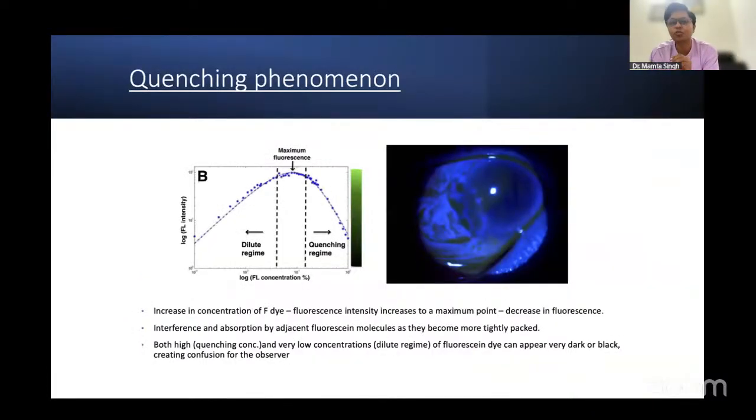There is something called the quenching phenomenon. Ideally, as we increase the amount or concentration of dye, it should appear more fluorescent, but this is possible only up to a certain extent. Beyond that, it gets dark. So if we know there is a lesion over the ocular surface and we do not see it clearly, not as fluorescent as it should be, it's a good practice to put a little diluting drop over the surface. Once the dye concentration goes down, the fluorescent property will appear. That is something we should always keep in mind.